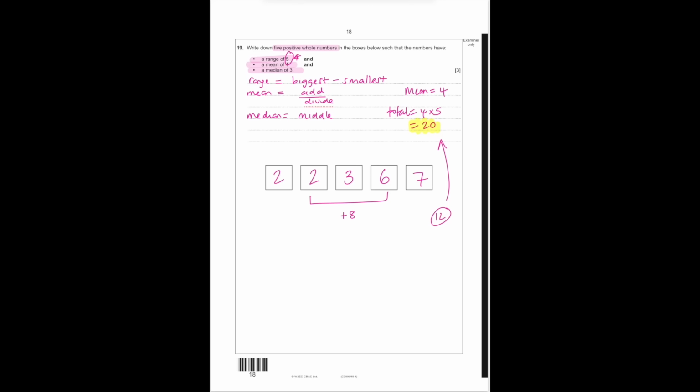3 is our median. The difference between our biggest and our smallest number is 5. That's our range. And the total is 2 plus 2 is 4, plus 3 is 7, plus 6 is 13, plus 7 is 20, which is what we need our total to be. There's lots of other combinations you can use. So if you did this without seeing my answer and you've got a different one, as long as you meet those criteria, you will be fine. So there's more than one solution to this question, guys.